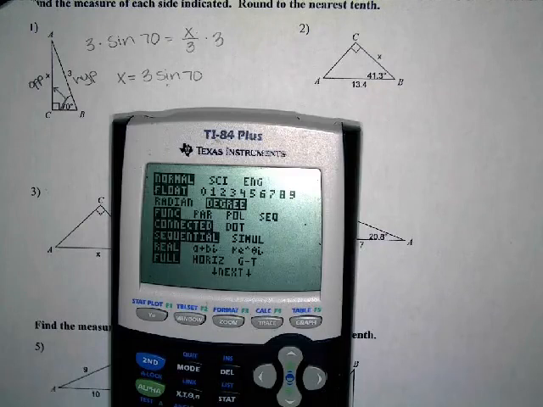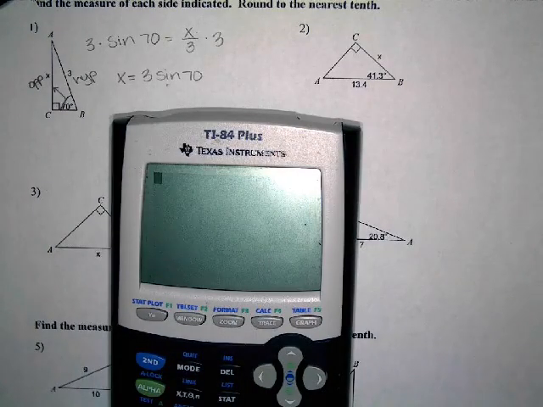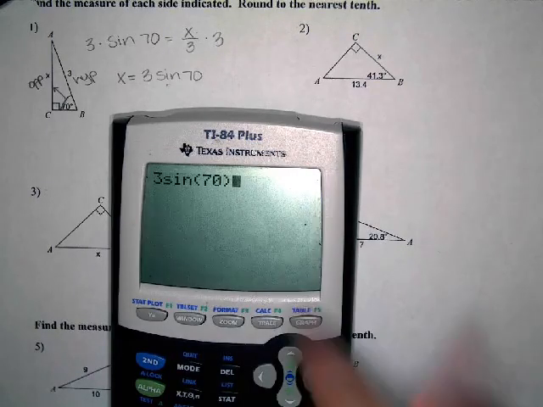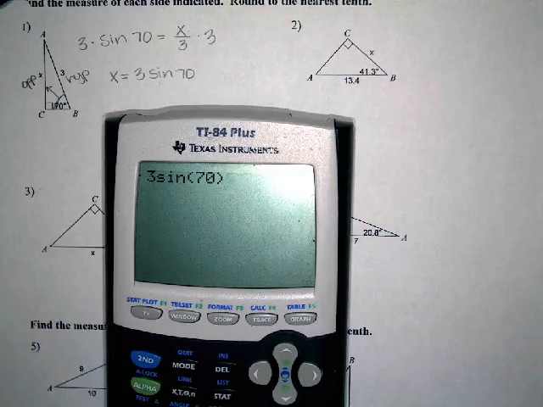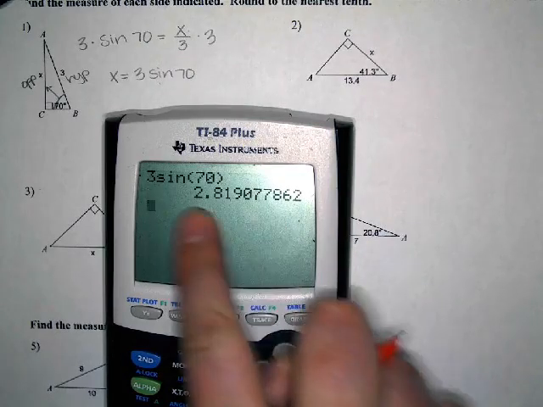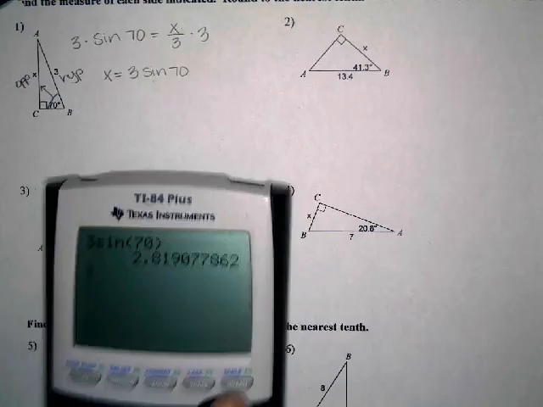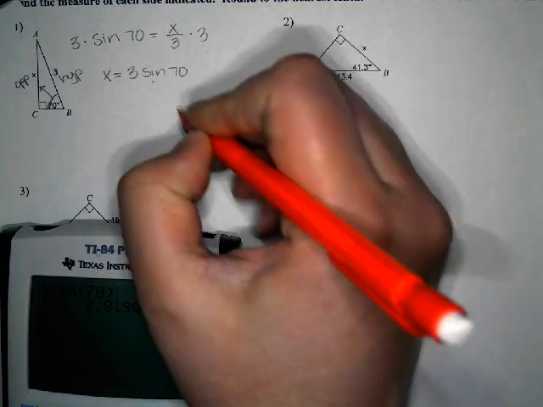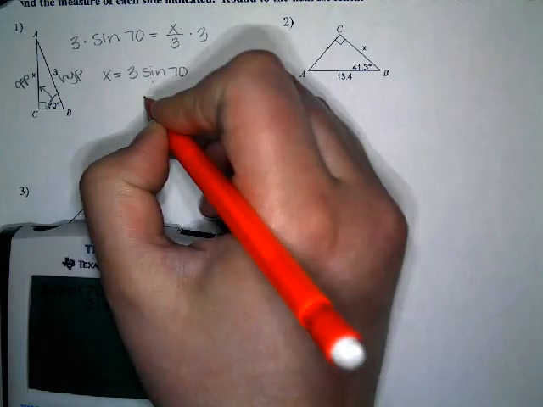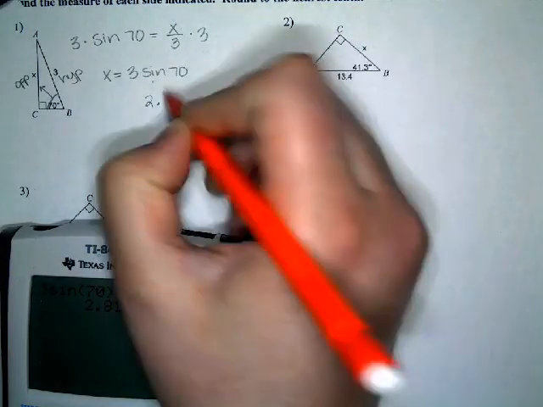And then I can quit. See the blue up there? I can quit out of this. And then I can type 3 sine 70. It's probably good for everybody to type that. Make sure you get this exact answer. If you don't get that answer, that means you're in radians, not degrees. So that missing side length is 2 point, they said round to the nearest tenth, so that's only 1 decimal place. So 2.8.